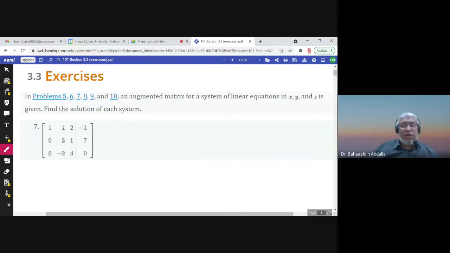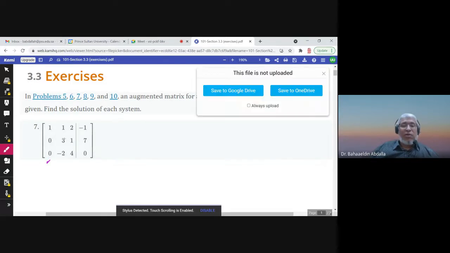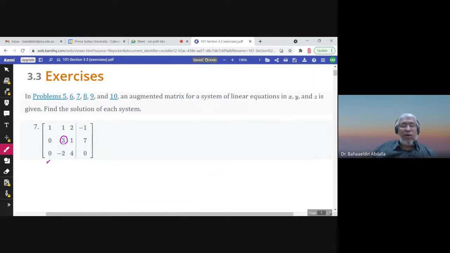These are some exercises about section 3.3 Gauss and Jordan elimination. Here the augmented matrix is given and we find the solution of the system. The first column is fine. In the second column, I need this number to be 1. I can divide by 3, but if I look to the third column, the third row, if I divide row 3 by -2, I can make this one without having fractions.